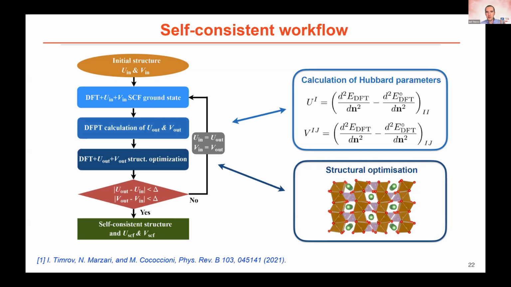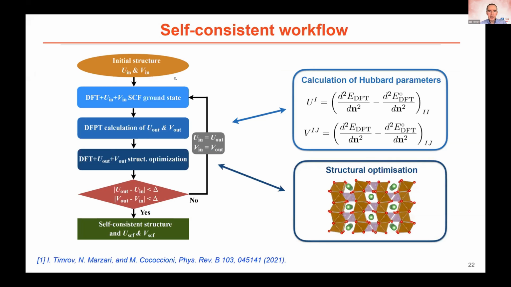So now again, the structure changes a little bit. And we go one more time back, we recompute the ground state. Essentially, we do this double loop. One loop is the structural optimization, and the second loop is the recalculation of Hubbard parameters. So we do this loop until the U input and U output start matching, so the difference is smaller than some delta threshold. And the same for the geometry. The geometry starts converging to some final geometry.